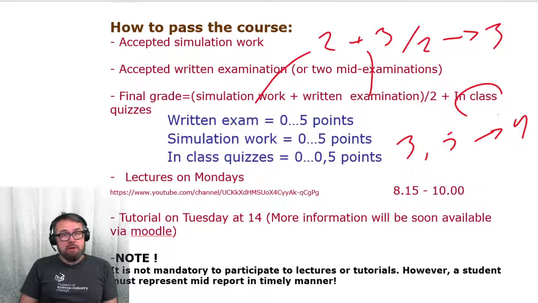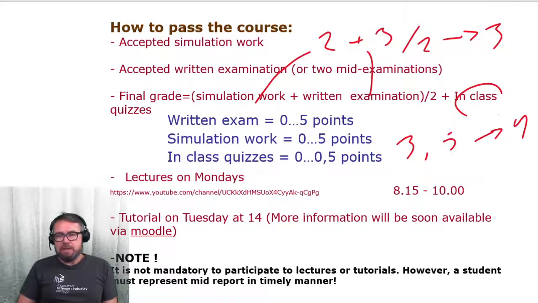Even though your simulation work is worth 2 and your written exam is worth 3, you can still score 4 out of 5 in this course. 4 out of 5 is outstanding, it's awesomely good. And now I know that there are always a bunch of students for whom the only way to be happy is scoring 5 out of 5. So how could that then go?